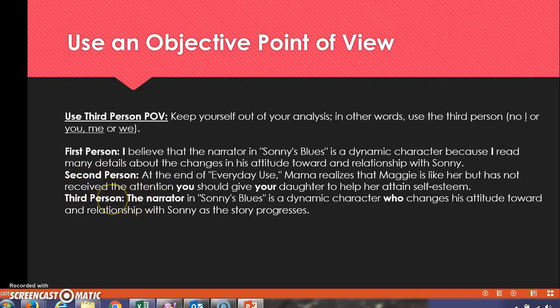Lastly is third person point of view, and that's what you should be using for a strong paragraph response. Here it says, "The narrator in Sunny's Blues is a dynamic character who changes his attitude toward and relationship with Sunny as the story progresses." So always remember when you're writing that strong paragraph response to use third person point of view. Now there's a time and a place for first person point of view and second person point of view. But when writing a paragraph response, make sure that you're using that third person point of view.